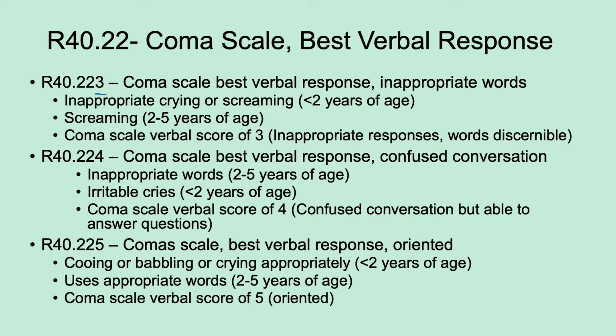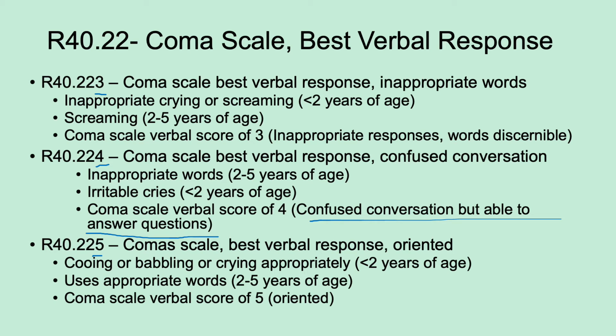R40.223, scale of 3, inappropriate words. So there's words, but they're inappropriate. Inappropriate crying or screaming, under 2, screaming 2 to 5, and this is inappropriate responses, words discernible. So they're words, but doesn't make any sense. So R40.224, confused conversation, 2 to 5 inappropriate words, irritable cries under 2, and verbal score of 4. Confused conversation, but able to answer questions. Okay, this is different.